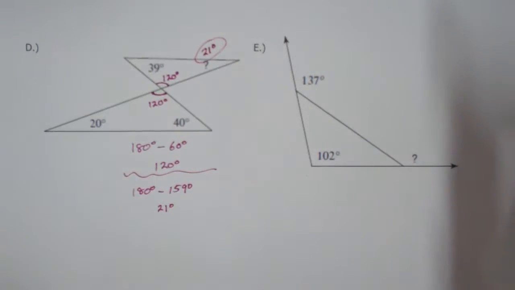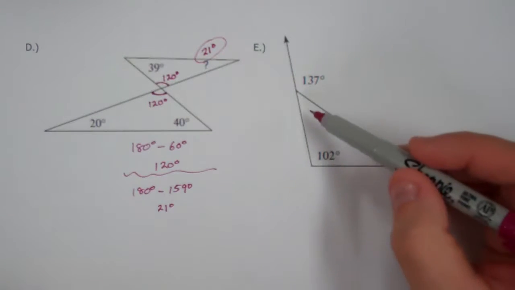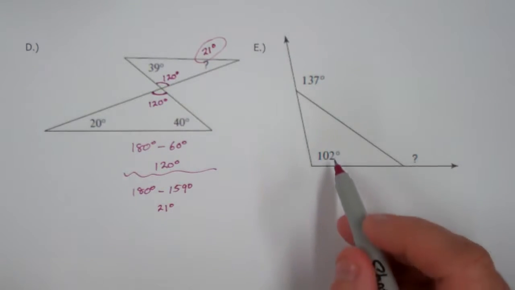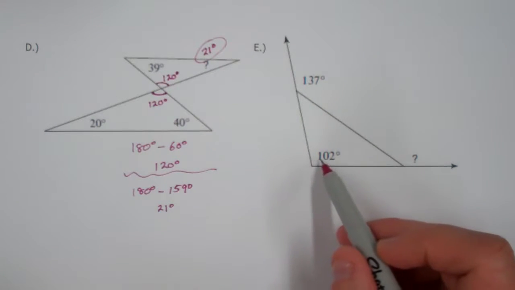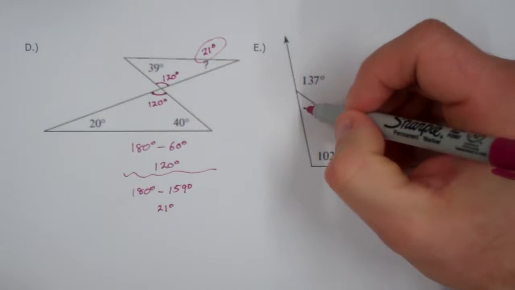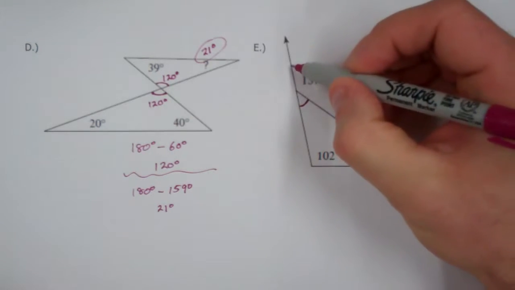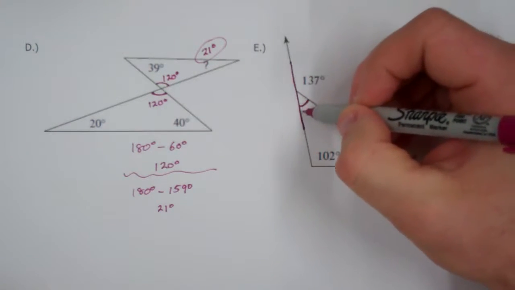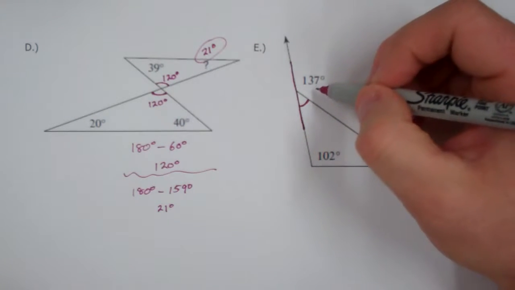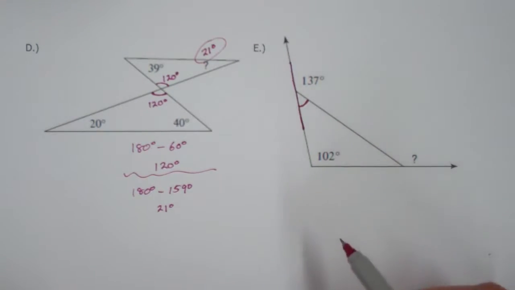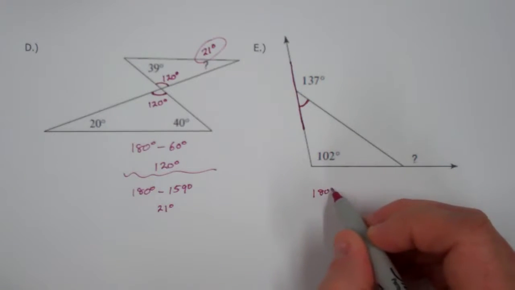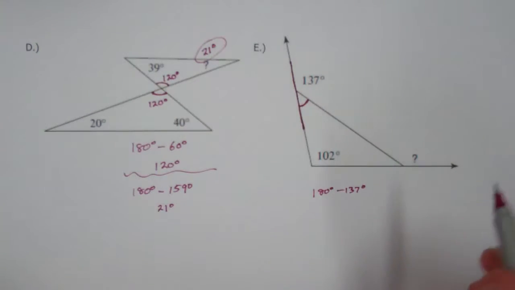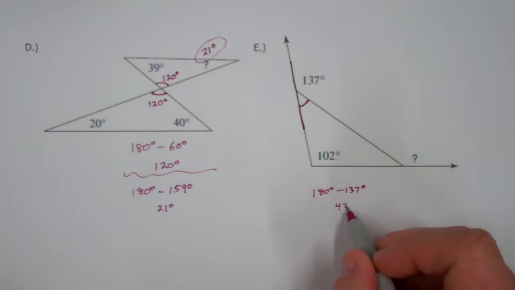In example E here, we're wondering what this angle is. We can't use our triangle sum theorem here to figure out these two. So let's look elsewhere. Not much going on with this 102 degrees. It's just kind of there. But this 137 here forms a straight line. So they form a straight angle together, and they're supplementary. They're a linear pair. So 137 and that angle must add to 180, or we can just take 180 and subtract 137 to find the measure of this angle right here. So 180 minus 137 would be 43 degrees.